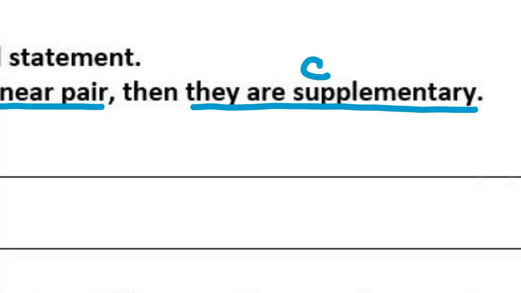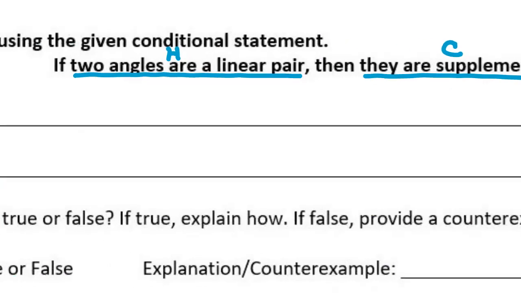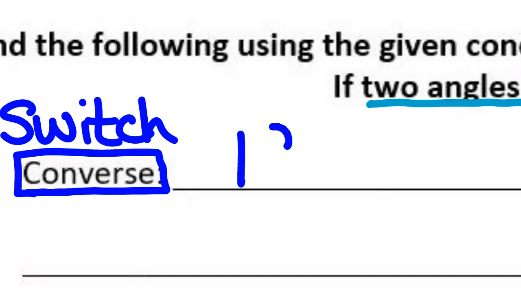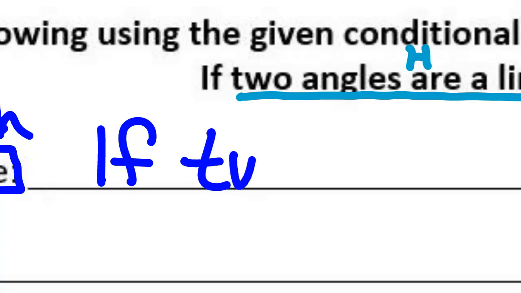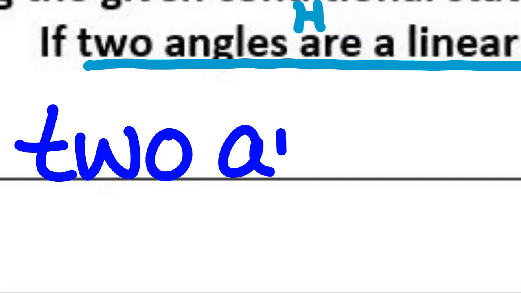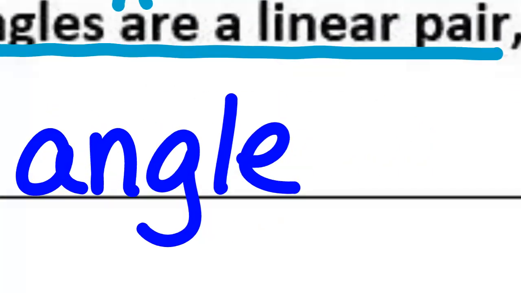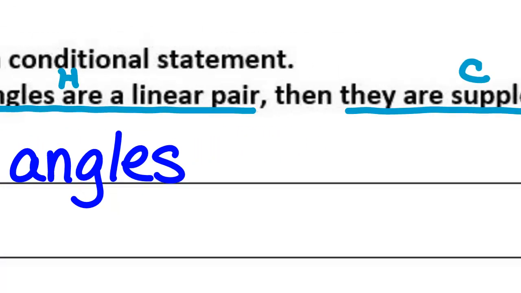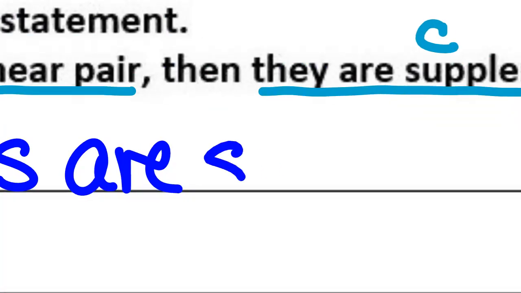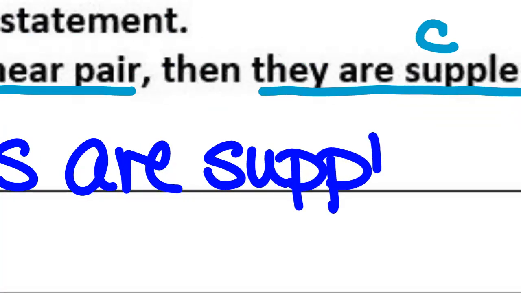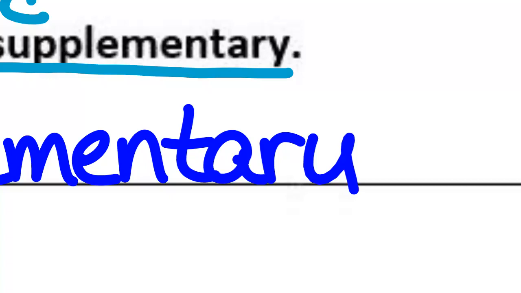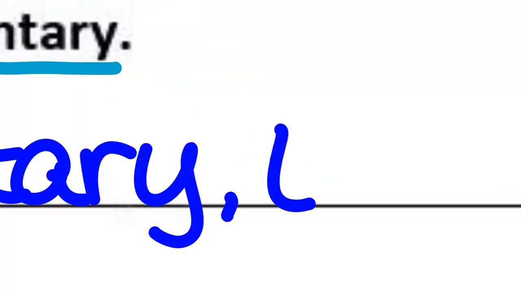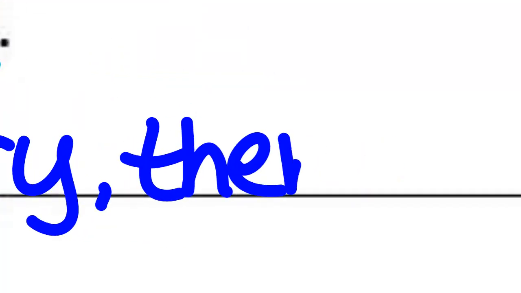So instead of if two angles are a linear pair, this needs to be if what? Yep. If two angles are supplementary. I like that you guys replaced they with what we meant by they. If two angles are supplementary, then what? Yes, then they are a linear pair.